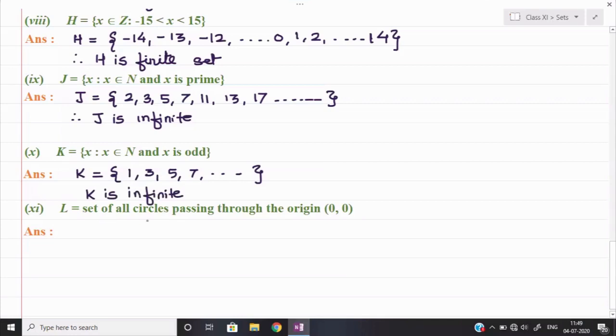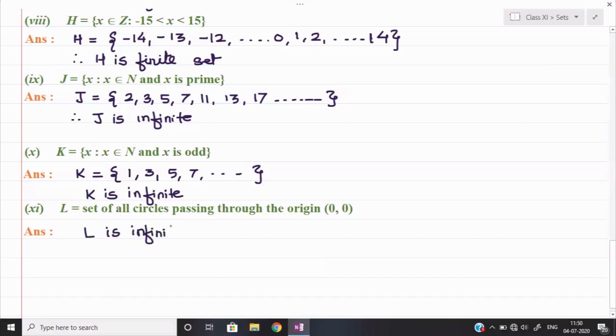Similarly, if I go to the last part, they are saying the set of all circles passing through the origin. We have seen in this section that the number of circles passing through a given point is infinite. So here the given point can be the origin also. So we can say that again L is also an infinite set. You can write down the reason as we have written earlier. So here the answer I am writing is L is an infinite set.